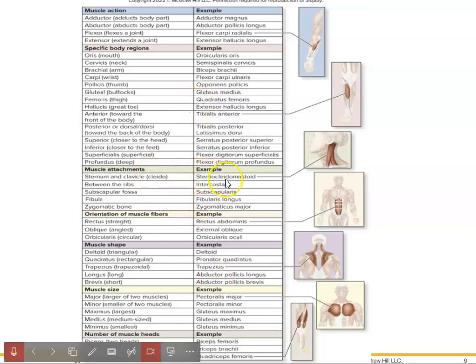Muscle attachments, we just did sternocleidomastoid. But what about intercostal? Inter, between, costal, ribs. Yeah, all right, you're getting it. Orientation, oblique at an angle, orbicularis, circular, rectus, straight. Muscle shape, well, we talked about the deltoid. The quadratus is a rectangle.